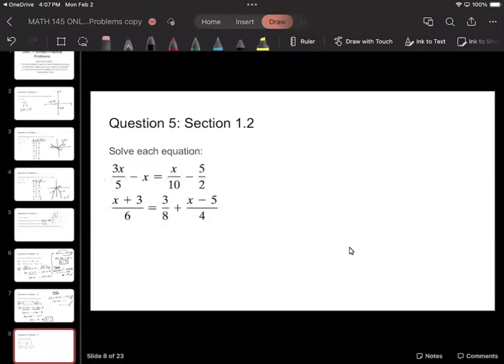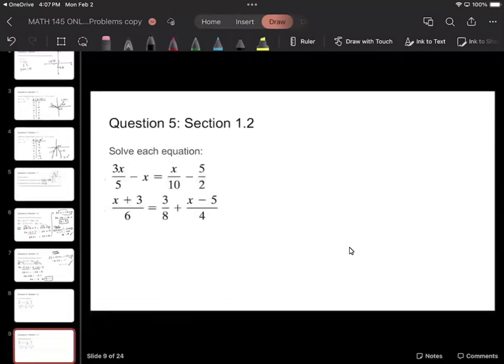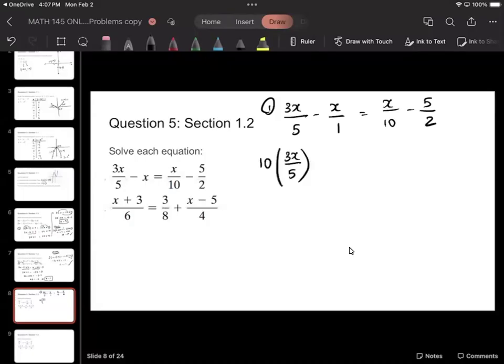So now what you have is rational equations. So you have a fraction involved, all right? So let's do the first one. In the first one, you see how this x doesn't have a fraction. So if it helps you, you can think of 1 as the denominator, okay? So then look at all your denominators. You have 5, 10, and 2. So the LCD of 5, 10, and 2 is 10.